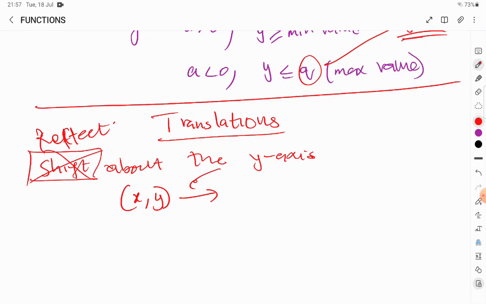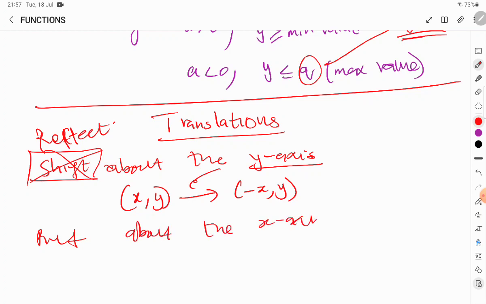To be specific, if it's about the y-axis, then your new coordinate is something like this. This is something that we did in grade 9, right? And then a reflection about the x-axis: again, you have your (x, y), and this becomes (x, minus y).